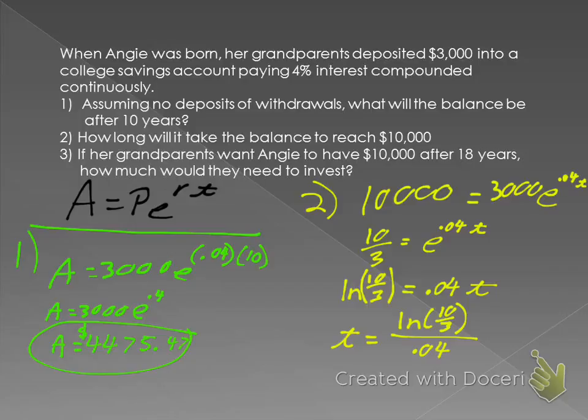Whenever you plug this in, make sure that 10/3 is what you take the natural log of, right? When you divide by the 0.04, you're dividing this whole side by 0.04. So when you put that in your calculator, make sure you do 10 divide 3 after you hit natural log, close parenthesis, then divide by 0.04. You're going to have to get better with the calculator and understand the way it reads it. You should get about 30 years, like 30.09. So just round that off, about 30 years.